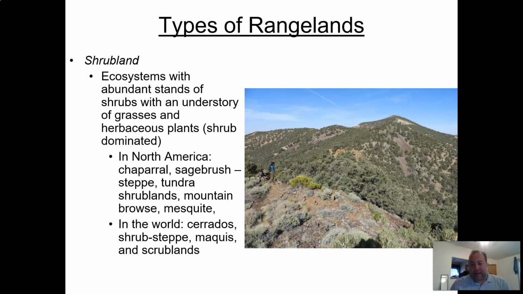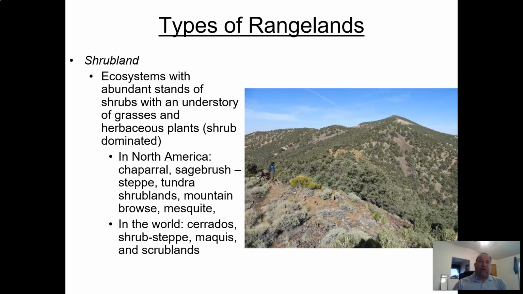In terms of shrublands, this is what we see a lot of down here in Southern California. This is your chaparral areas, your coastal sage scrub areas. They're going to fall into this category. So when you get to the coast down here, the southern coast, and you get to the mountains and the hills, you'll see a lot of these areas.